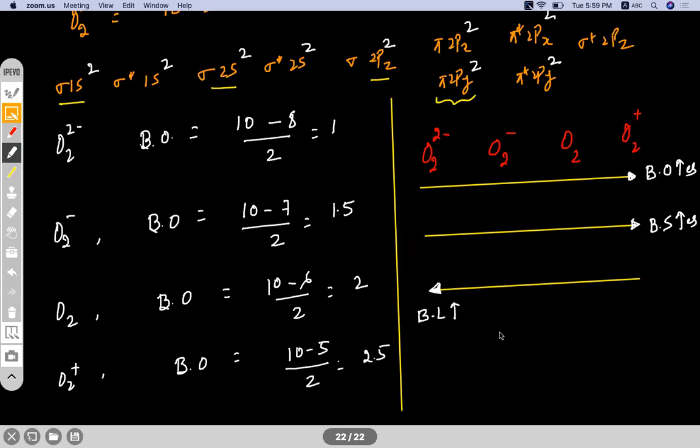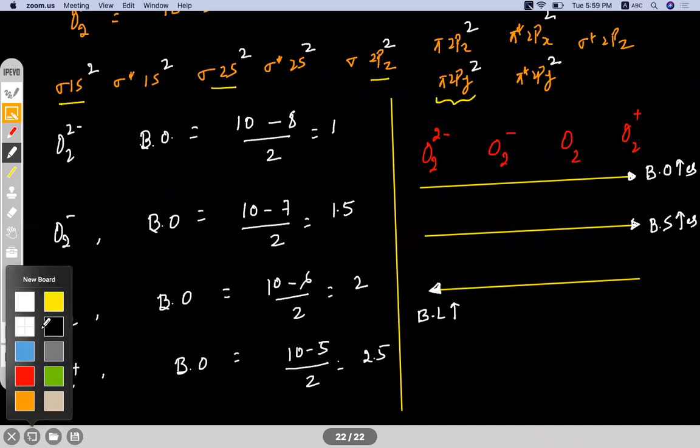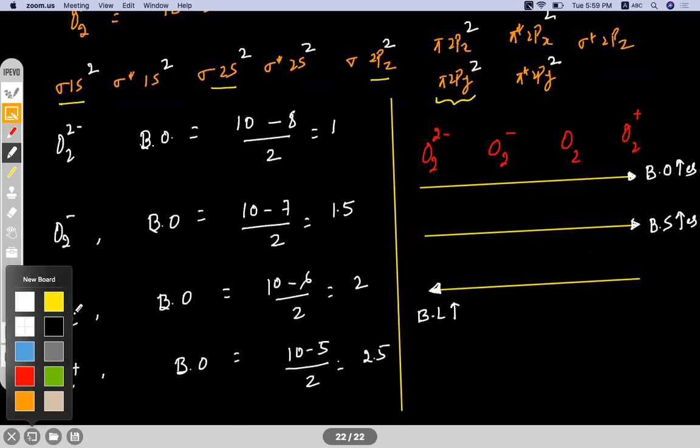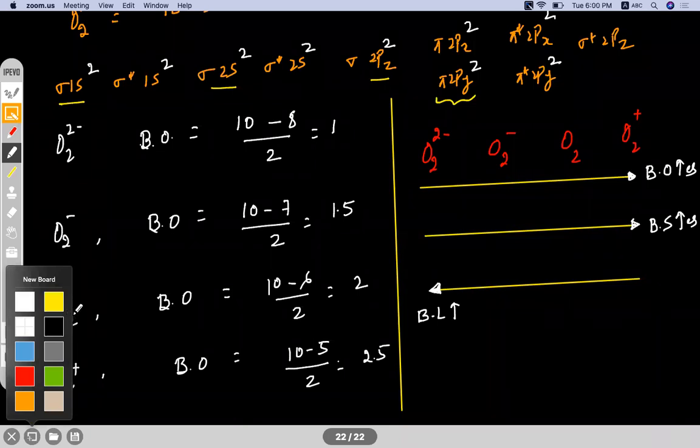Okay, so this is it for molecular orbital theory. Any doubt in this? Any specific doubt? Okay. Next, write down. What other types of molecule? NO2 we'll discuss in the last. It's an odd electron molecule. We'll discuss in the last.